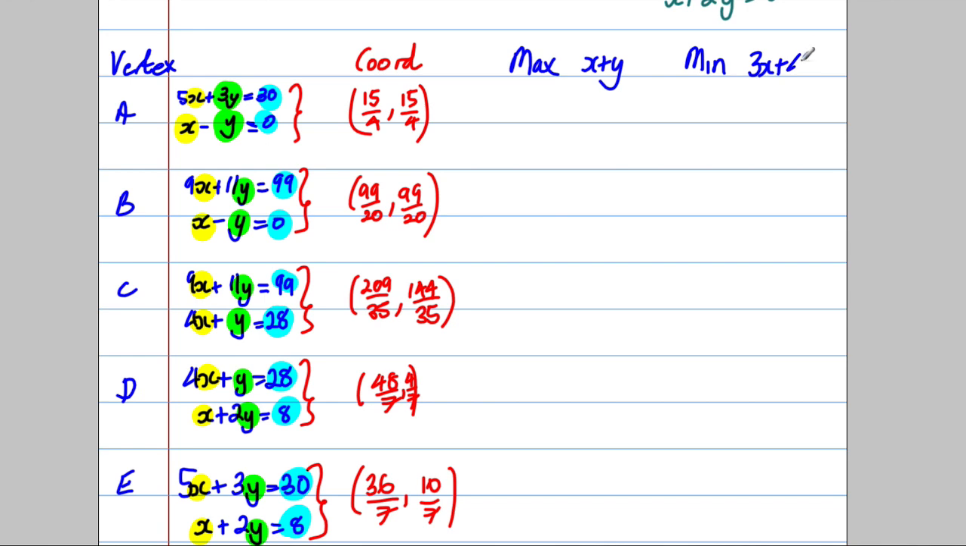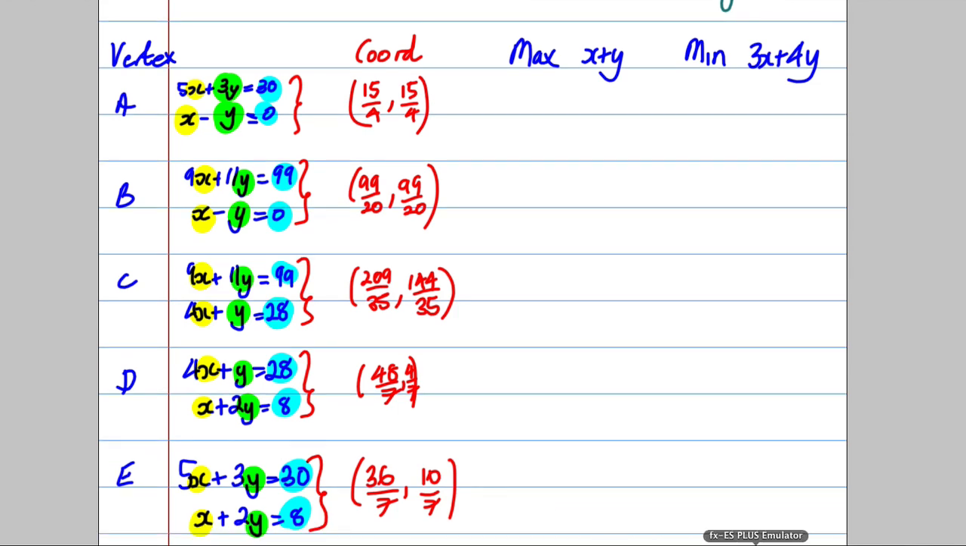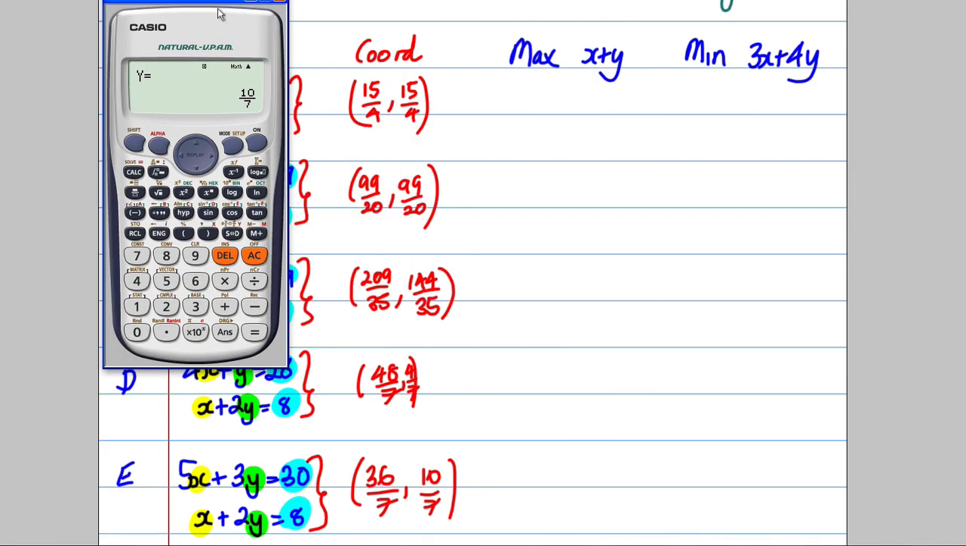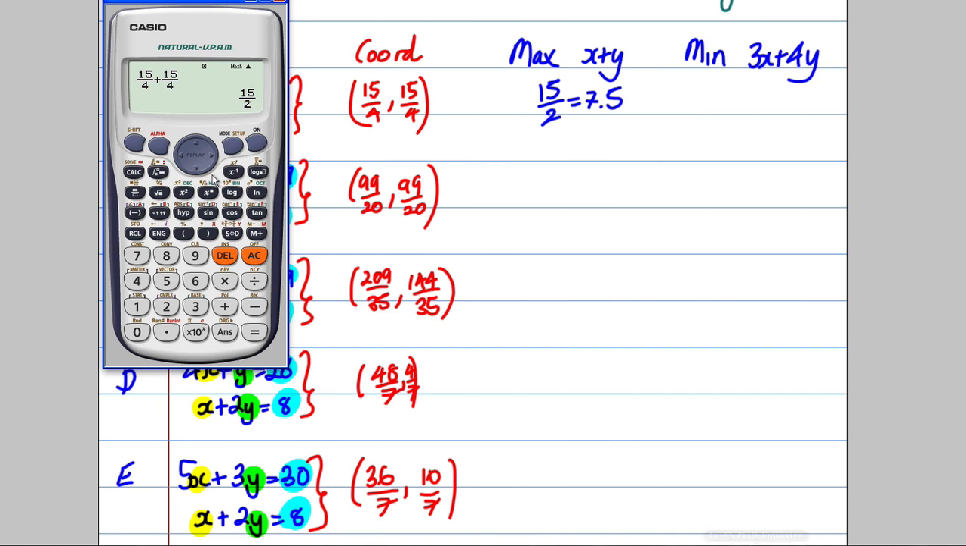3x plus 4y. So what we're going to do is work out these for each of these cases here, and we're going to see which one's the maximum and which one's the minimum. For the first one, we want to maximize, so we add together 15 over 4 twice, which is clearly 15 over 2, which is 7.5. I decimalised it just so I can get a rough feel for how big the number is.